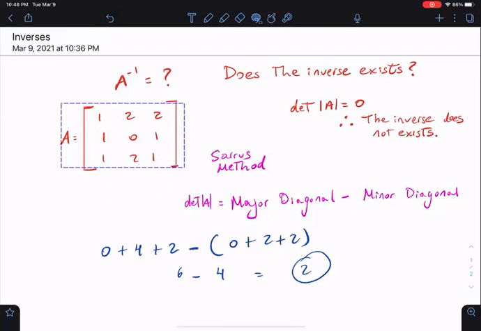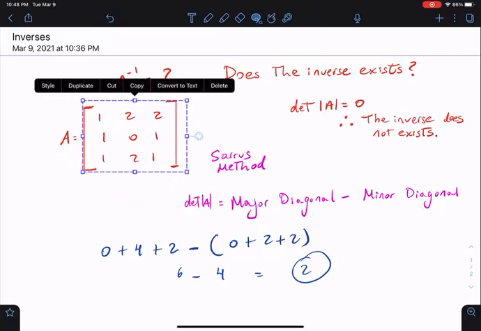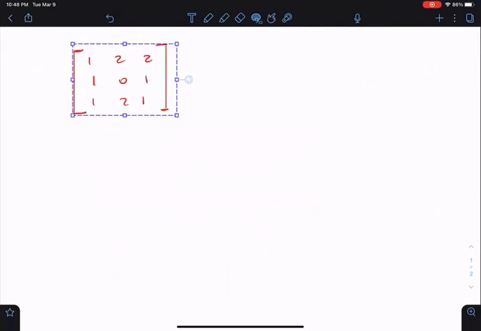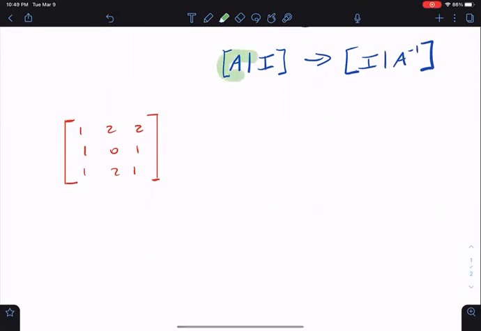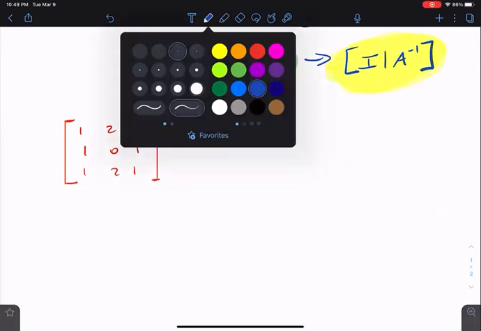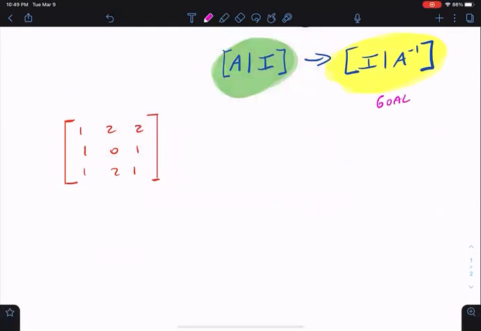Okay, now that we know that the inverse exists, let's find it, what it is. So again, the main idea is you are here in this matrix block and you need to go here. This is the main idea, right? This is your goal. You are here, right? And you want to be here. Okay? That's the main idea. So this is your goal, right? Like I always say, that's your goal.